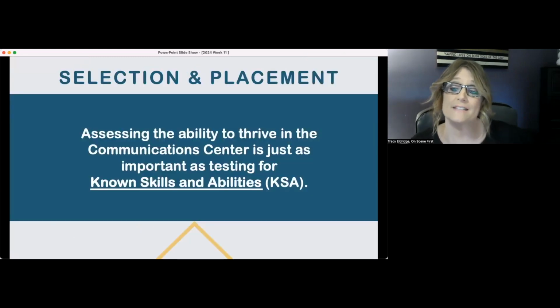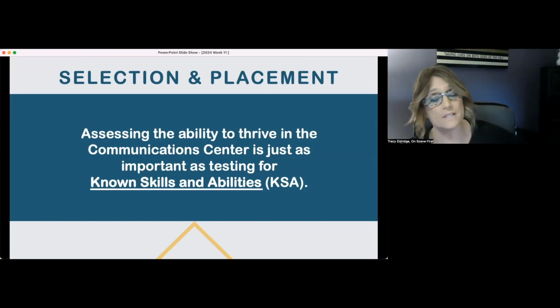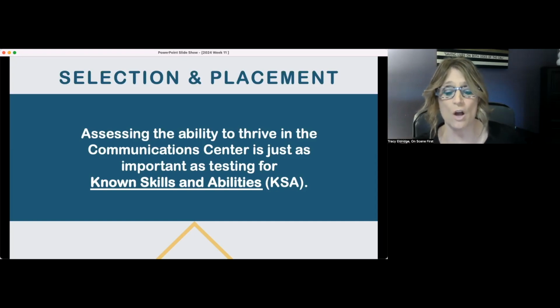As far as selection and placement goes, assessing the ability to thrive in the communication center is just as important as testing for known skills and abilities. KSA, you are going to see that again, known skills and abilities. Knowing who they are as a person is also important. You can teach people skills all day long.